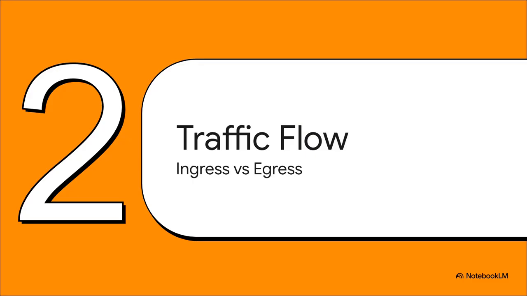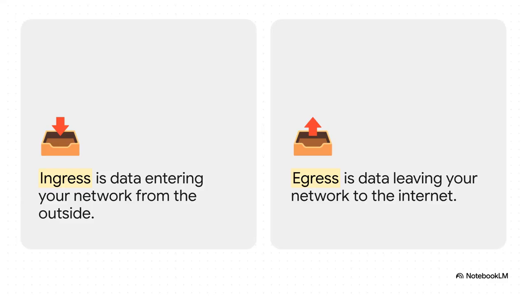Moving right along to part 2, ingress and egress traffic flow. Now, in the networking world, we use very specific terms for the direction traffic is moving. Ingress is just incoming traffic. It's people walking into the building. So if you're downloading a web page, that data is attempting to enter your device. Egress, on the other hand, is outgoing traffic, people walking out of the building. Think about when you send an email out to a server.